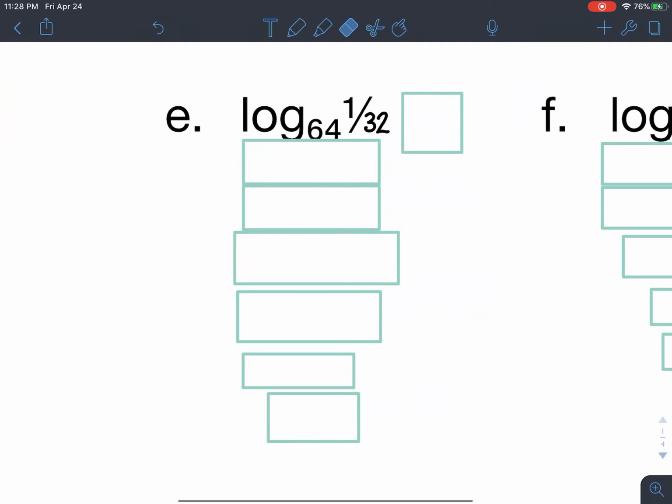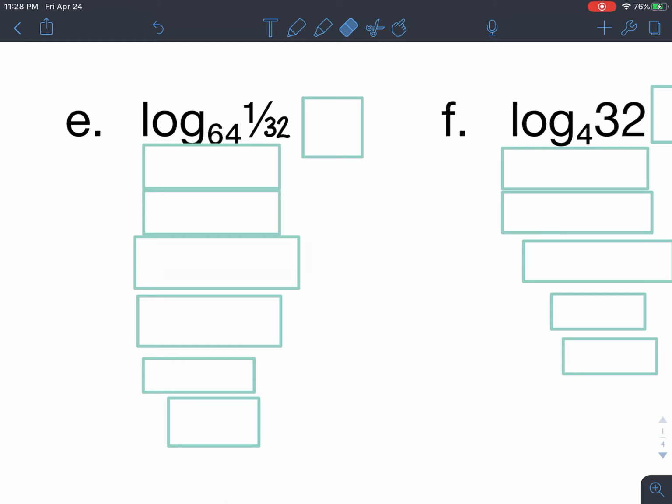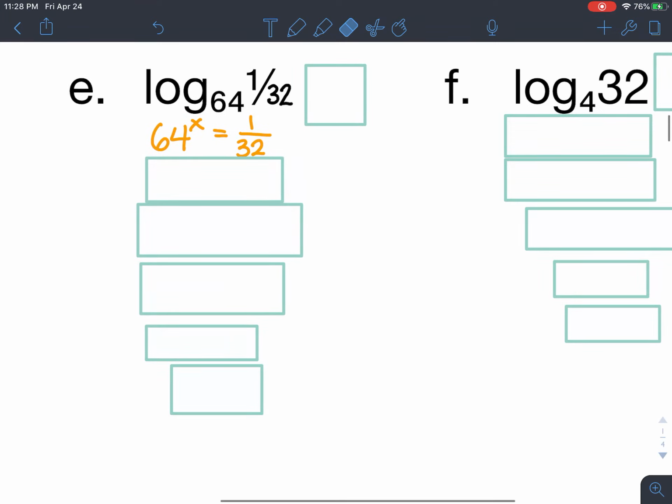Okay, let's try this one. Log base 64 of 1 over 32. I'm going to change it to exponential. So let's see if we can remember. 64 to what power equals 1 over 32? Let's make this fraction into not a fraction. I did a lot at once.